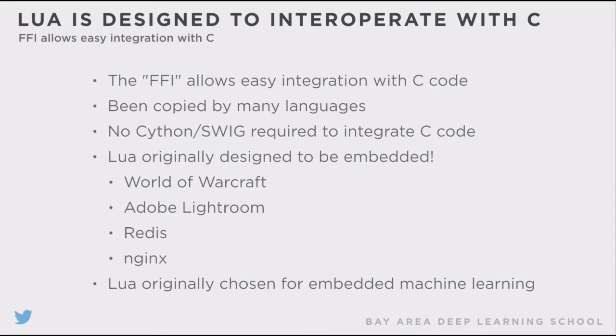Another aspect which is pretty critical for deep learning, but also for other fields, is that it's really easy to interoperate with C libraries. It was designed originally to be embedded. So Lua was a language that was designed to run inside of another C program, but have a little scripting layer inside of it. So it's very easy to call into C. It's very easy for C to call into Lua. So this is another reason why it's an appropriate choice for deep learning libraries.